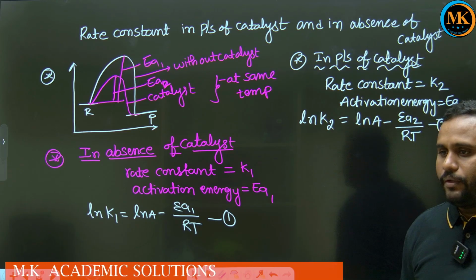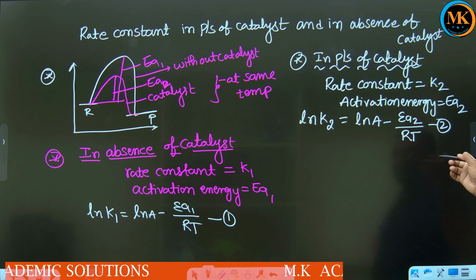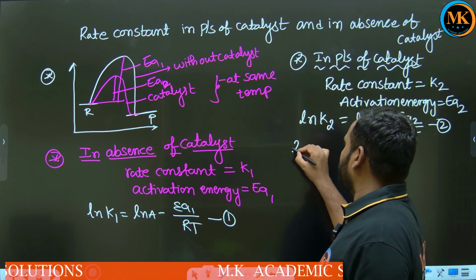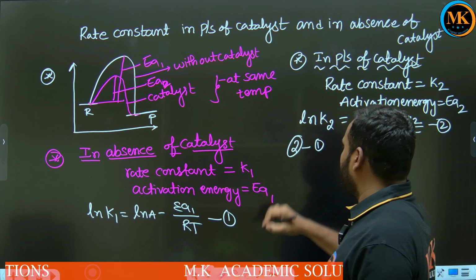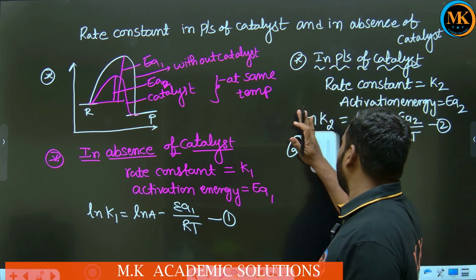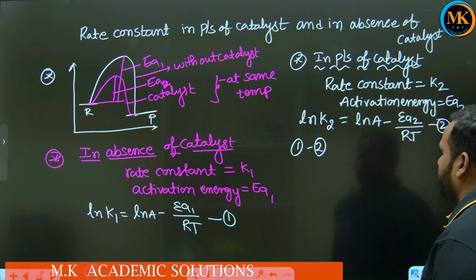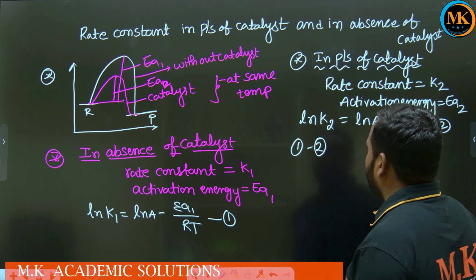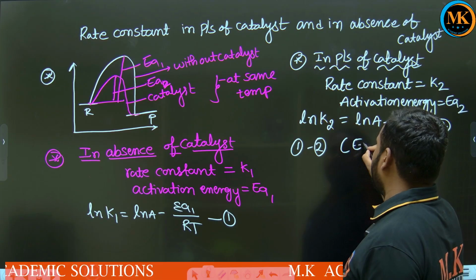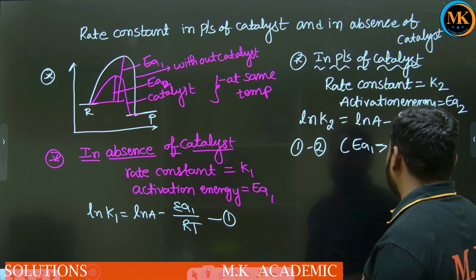Okay. So now you subtract equation number 1 from equation number 2, or else you subtract equation number 2 from equation number 1. However you can do, 2 minus 1 or 1 minus 2, no problem. Here activation energy 1 is greater than activation energy 2. That's why we are going to consider this.